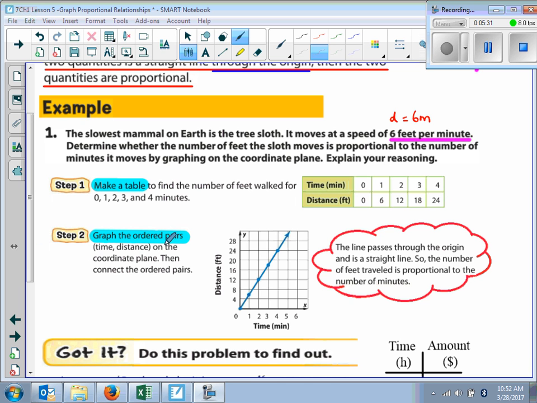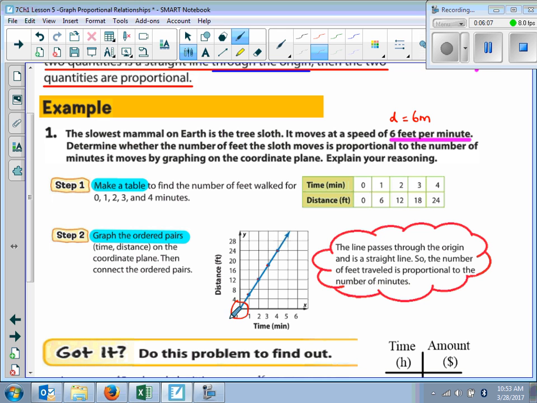So we want to graph those ordered pairs. So here I'm going to graph 0, 0, 1, 6, right there, 2, 12, 3, 18, and 4, 24, and then connect the ordered pairs. So when we connect the ordered pairs, what does it look like? Okay, so this is a straight line that passes through the origin.